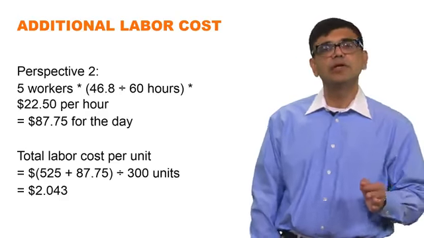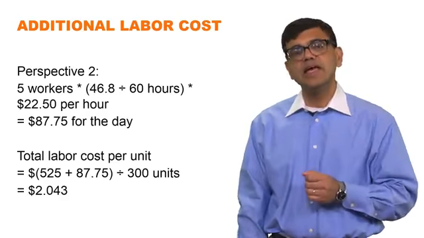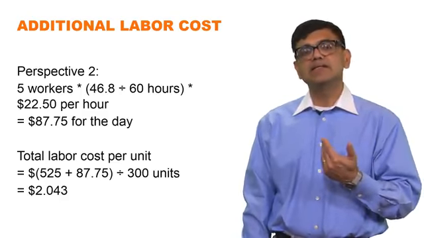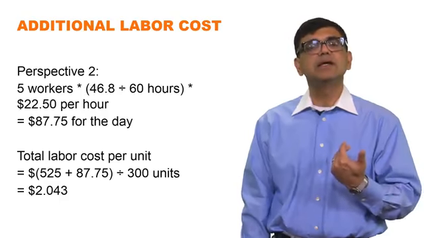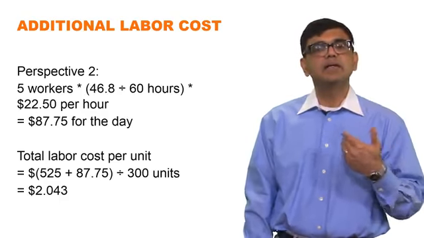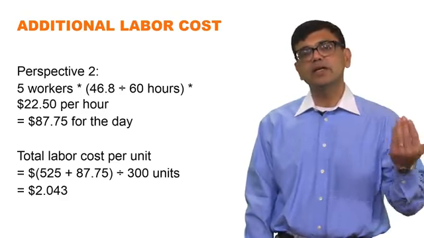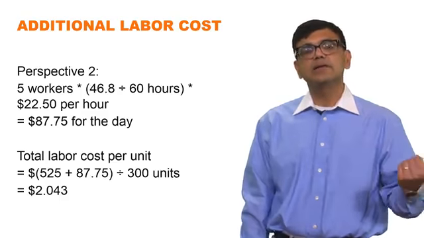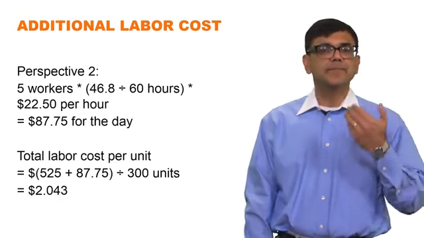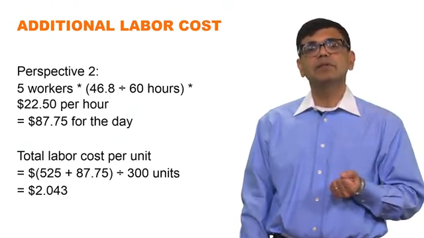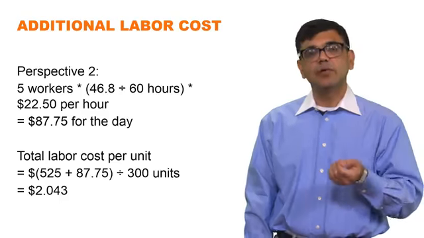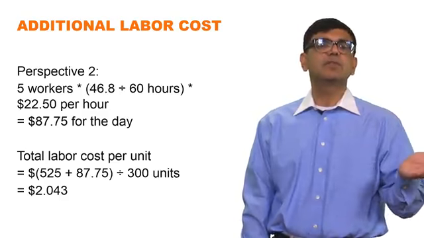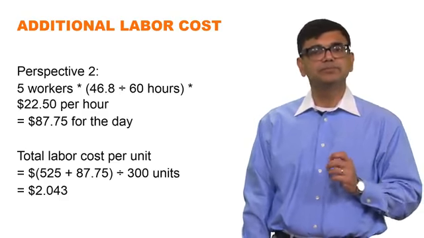Taking the second perspective, if you remember, we talked about some additional time with the second perspective. So it wasn't quite 42 minutes, it was 46.8 minutes, and there we're saying that 46.8 divided by 60, converting the 46.8 into hours, and then multiplying that by 22.50 and 5 workers. So that gives us 87.75, a little bit higher than the first perspective. Total cost of $525 plus 87.75 for 300 units gives us $2.04. So a 3-cent difference between perspective 1 and perspective 2.